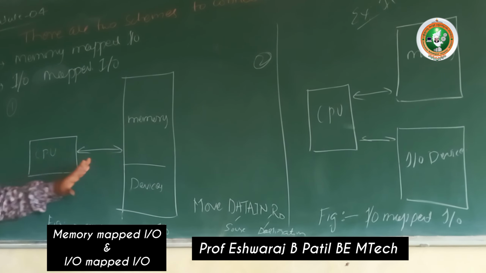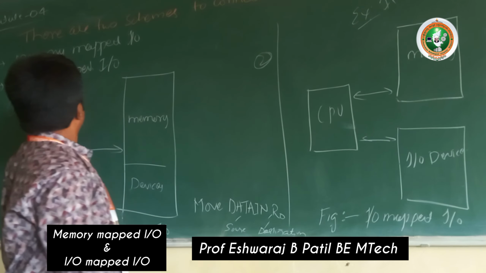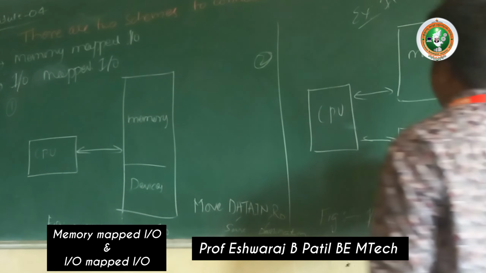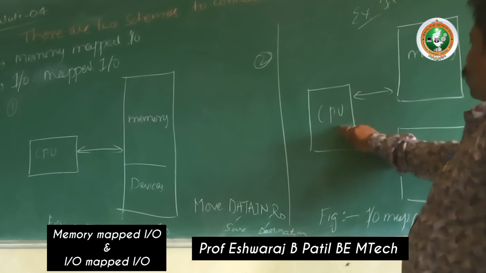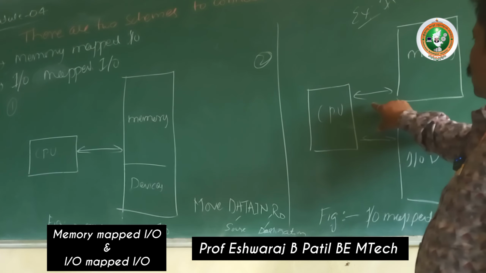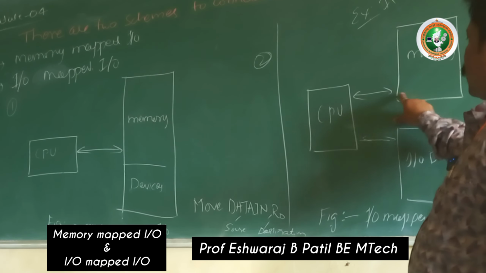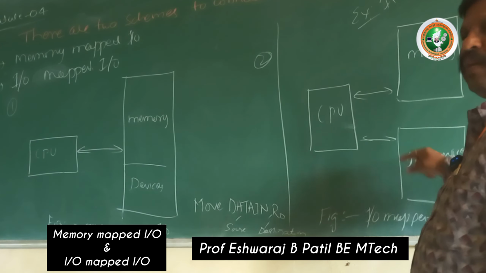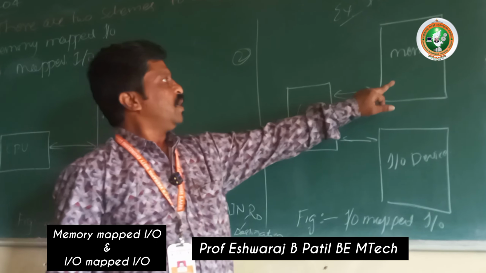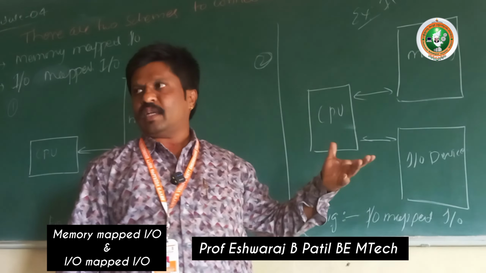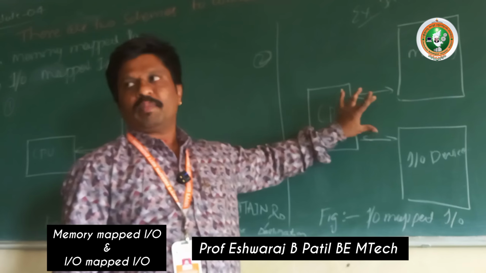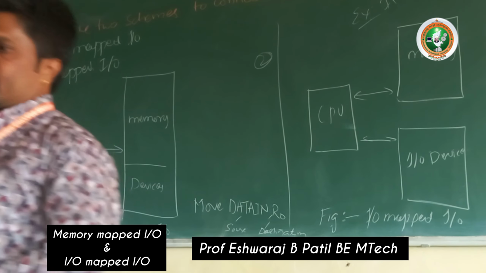Coming to the next point, IO mapped IO. How are the input devices and output devices connected through the processor? Here we have separate buses. One bus is for the memory, another bus is for the IO devices. We have two sets of instructions, one related to memory and one related to IO devices. For communication we have separate buses. Two buses are there.